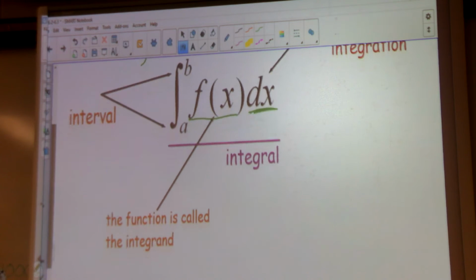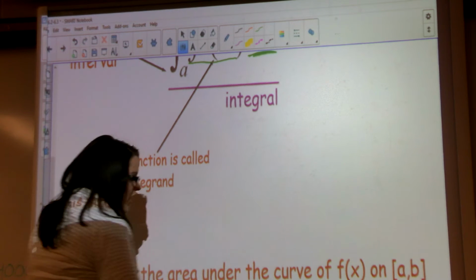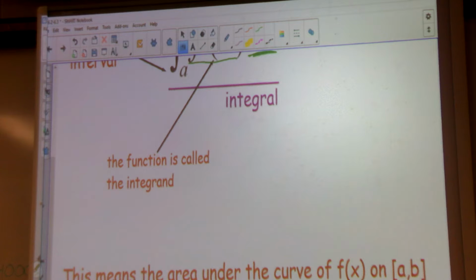The function is called the integrand. It's important to note that the integral means area under the curve. Once again, enclosed with the x-axis. So, derivative graphically means what? Slope of the tangent line. Integral means area under the curve graphically.